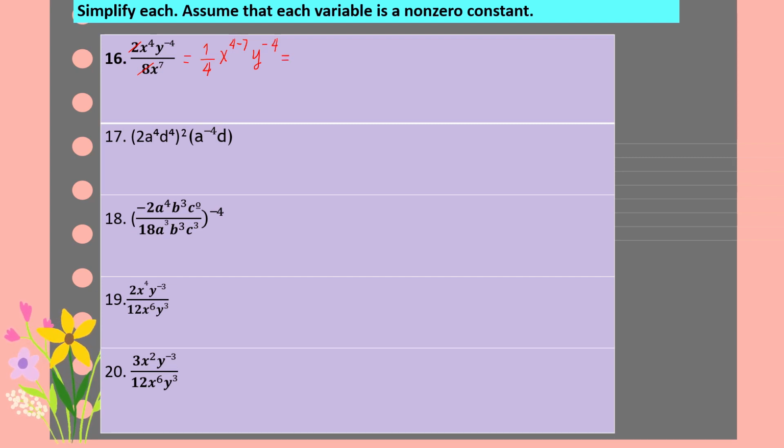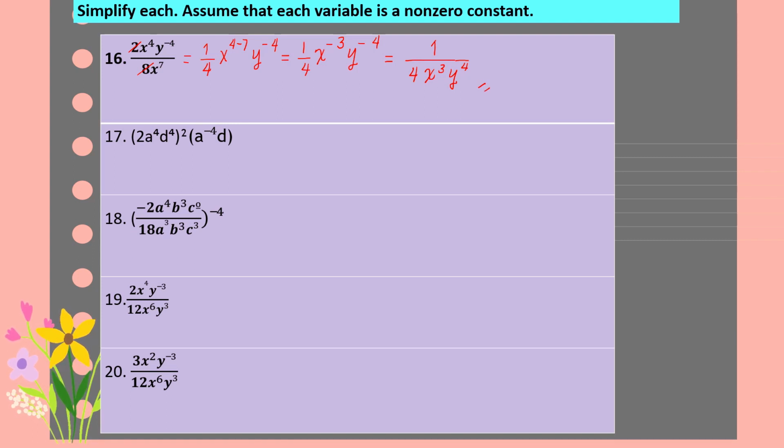So simplify 1 over 4, x raised to the negative 3, and y raised to the negative 4. Since we have negative exponents, kukunin natin yung kanilang reciprocal as 4, x raised to the third power, and y raised to the fourth power. So, replace na lang natin yan ng 1. So, this is the answer for number 16.